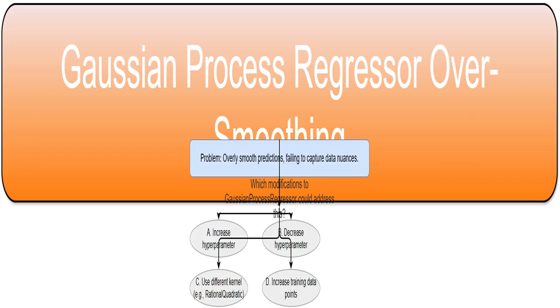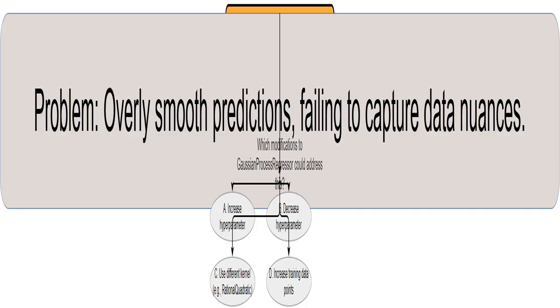This quiz focuses on understanding and fixing oversmoothing in Gaussian process regression models using scikit-learn. We'll explore how the model's hyperparameters and kernel impact smoothness. The core issue: the model is too smooth, missing important details in the data. It's like trying to draw a complex landscape with only blurry strokes.